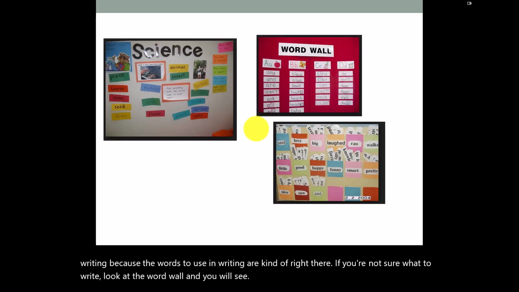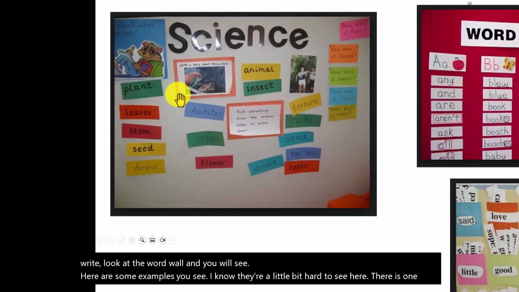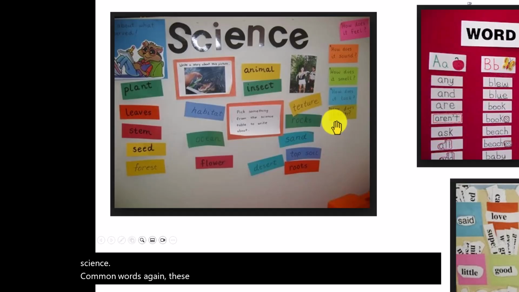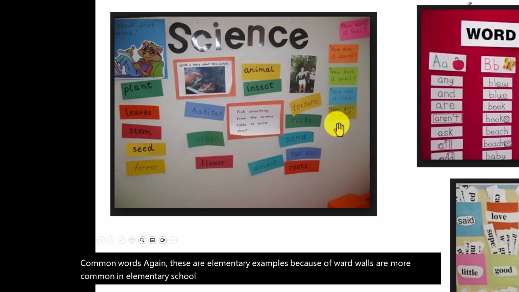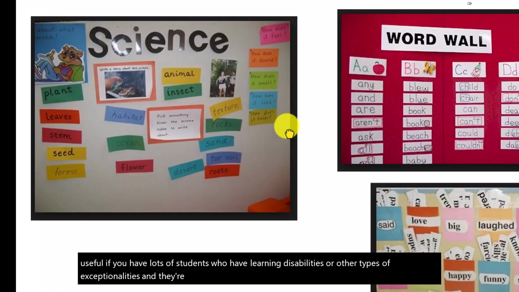Here are some examples. I know they're a little bit hard to see here. There is one for science. Common words. Again, these are elementary examples because word walls are more common in elementary school. I have seen them used in middle school. They're especially useful if you have lots of students who have learning disabilities or other types of exceptionalities, and they're especially useful if you have students who are learning English.